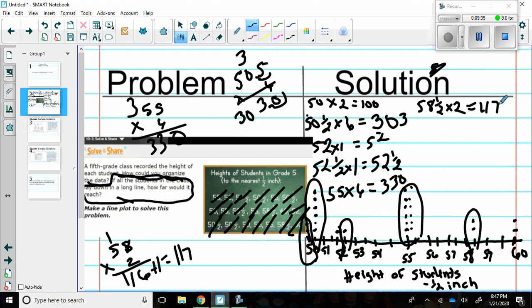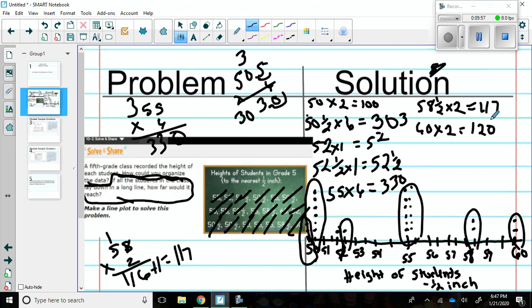And then the last one is 60 times 2, which is 120. Now, that is how I got the total for each number. Now I have to add all of those together. So I need to figure out a space where I can do that.